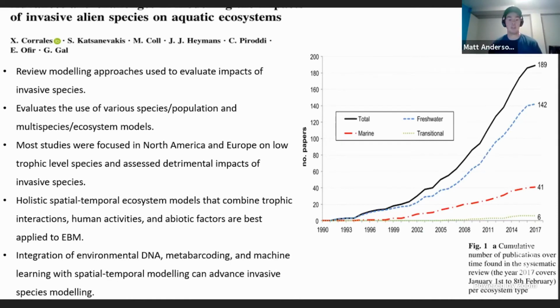So in order to better understand how invasive species are affecting the ecosystems, and better understand the ecosystem before and after the invasion, the authors recommend that further studies can integrate environmental DNA, meta-barcoding, and machine learning in order to better understand the early detection of invasive species and also the potential trophic interactions in the future, and couple this with the spatial temporal modeling in order to help advance invasive species modeling.